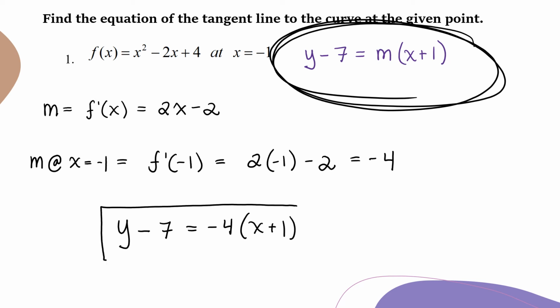And this would be the equation of the tangent line in point-slope form. You could also distribute, then add 7 to both sides to find the equation in slope-intercept form. So just be careful, read the question. Is it specifying which type of equation they want you to have?